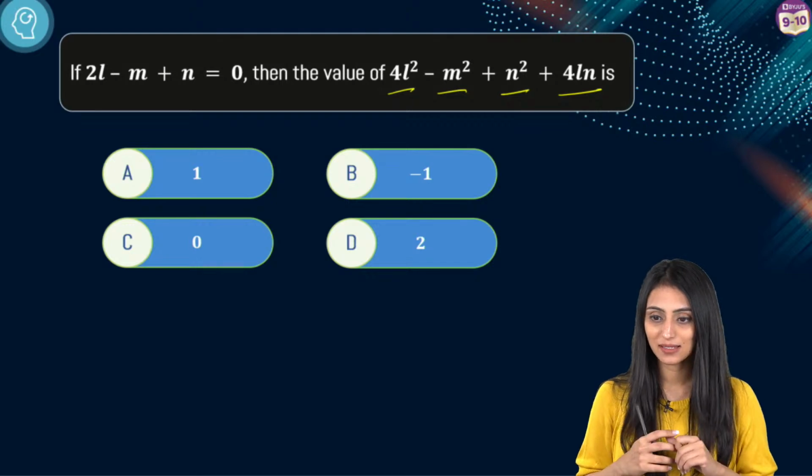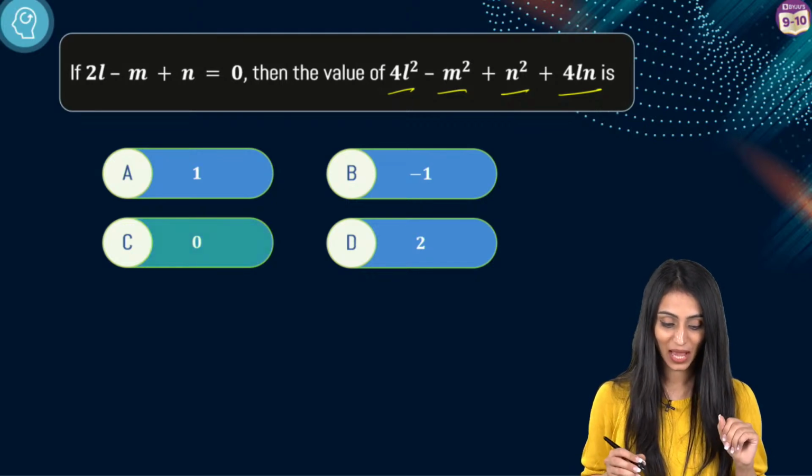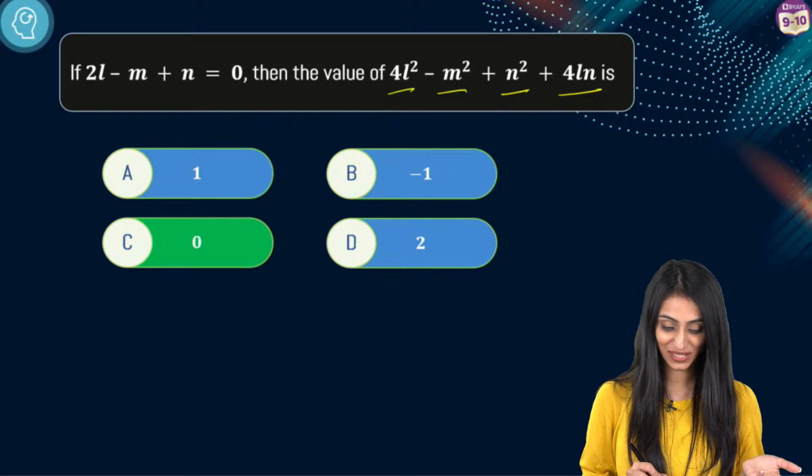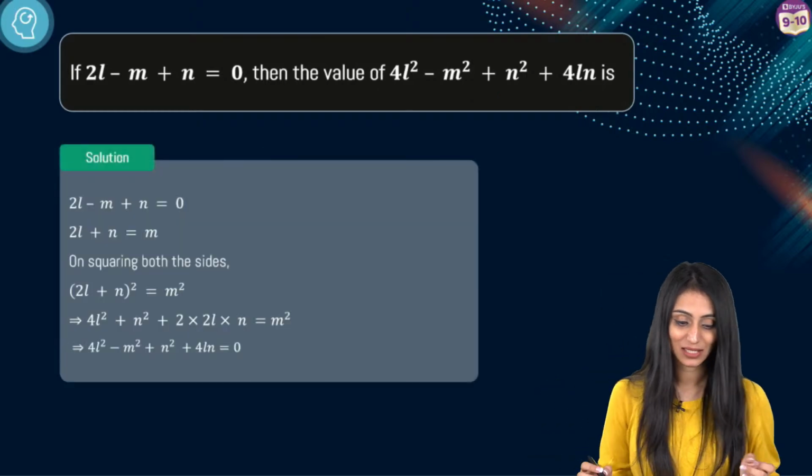Alright, so everybody is saying 0, 0, C. Absolutely right. So you all knew the answer for this. Let's quickly take a look at the solution.